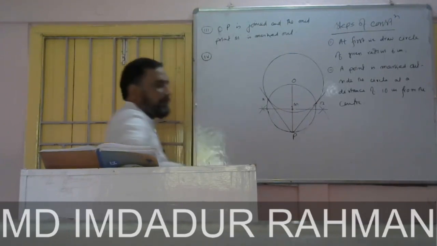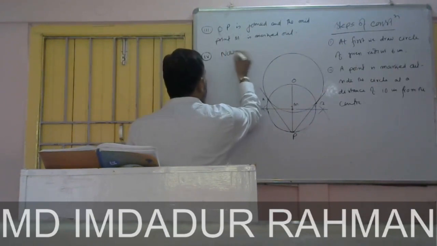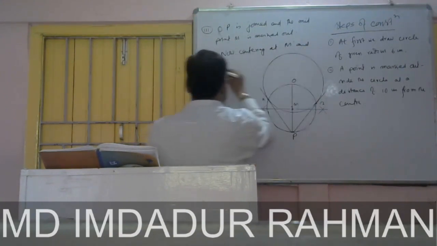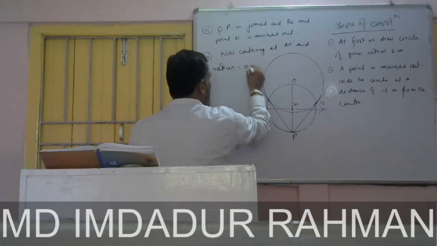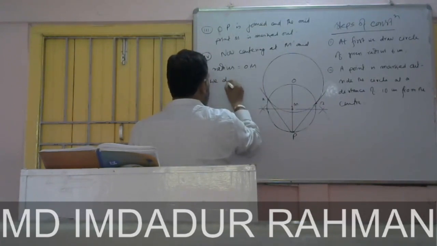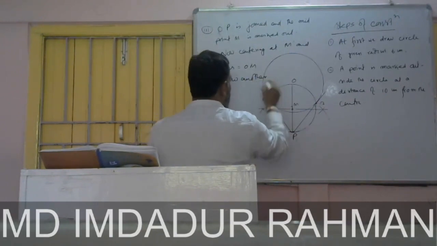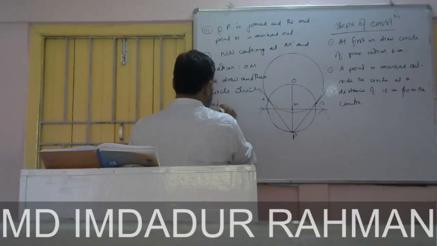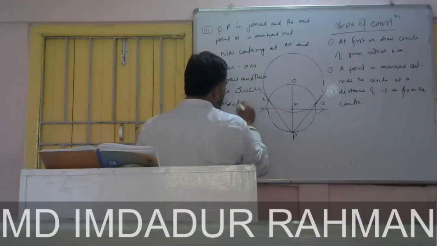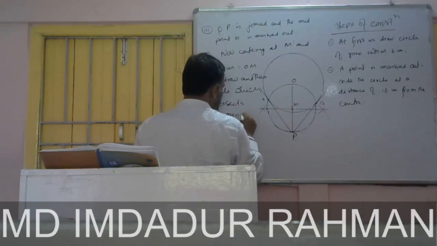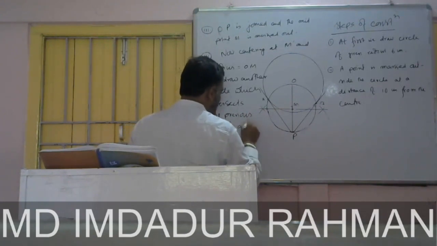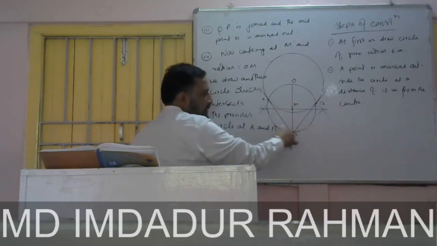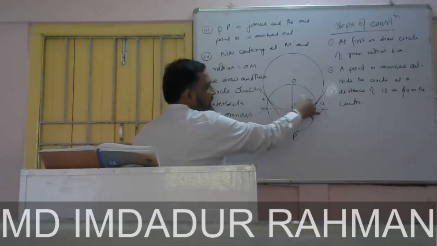Number 4. Now centering at M, and radius is equal to OM, we draw another circle which intersects the previous circle at A and B. You see here, when we drew this circle centering at M, it intersected at A and B.